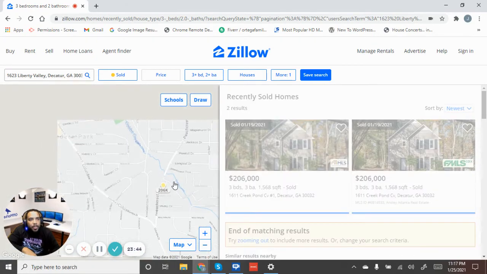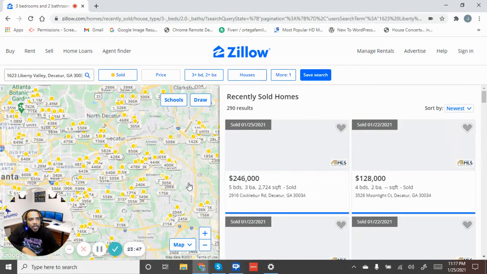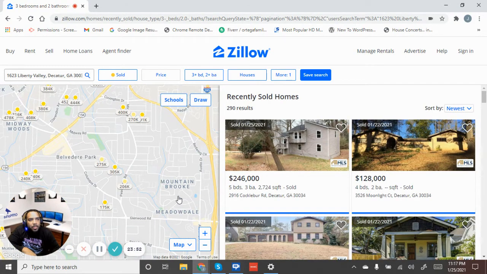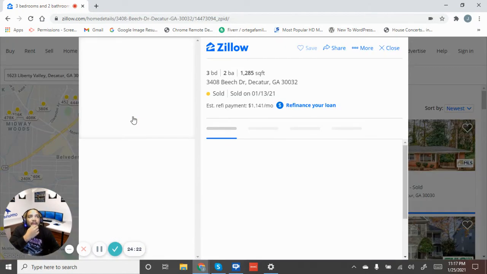So let's go back here. Where was I? Okay, that's our horn right there. All right, so it looks like we're gonna have to go out. Well, I could cross over, but I don't want to. So I want to stay in the area as much as I can. Let's look at this one. Our subject property is 1282, and this one sold for 270 at 1285. Let's take a look at this one.